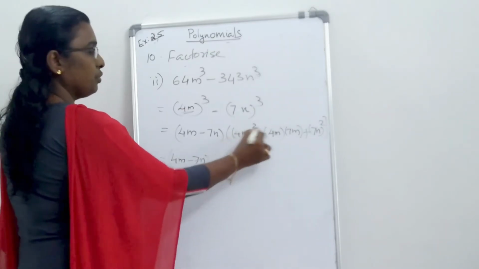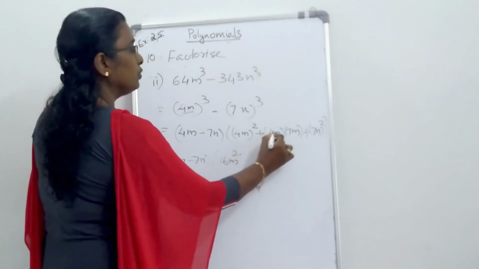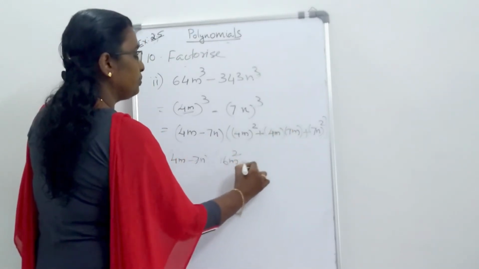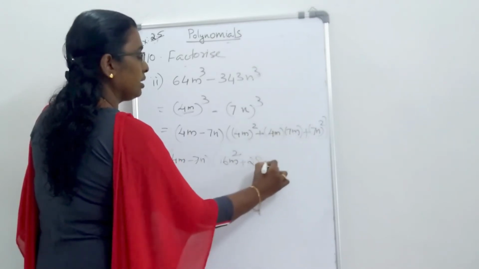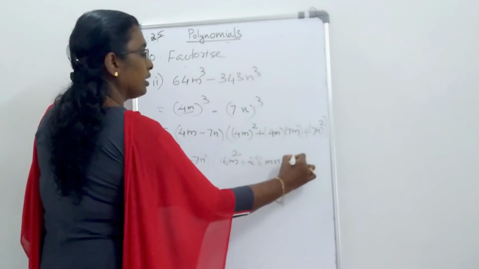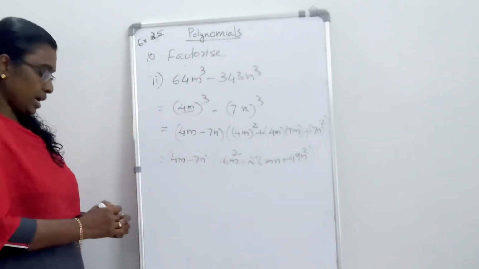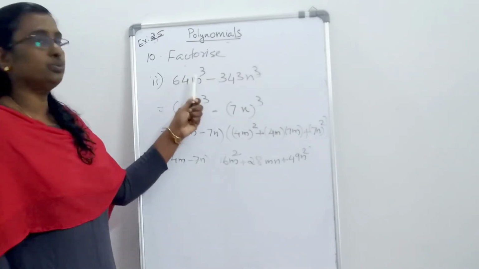Equal to 4m minus 7n into 16m square plus 28mn plus 49n square. These two are the factors of this expression.